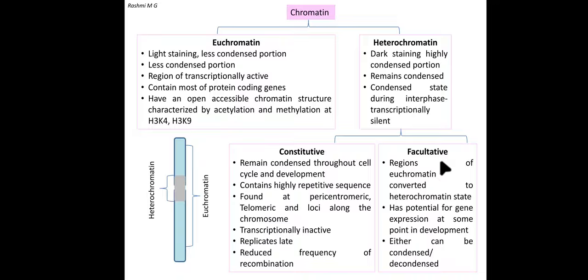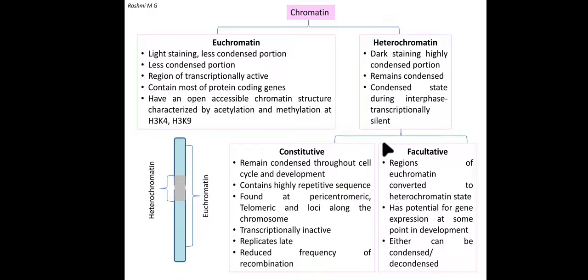Facultative, they can change: regions of euchromatin can be converted to heterochromatin state. So it doesn't remain heterochromatin all the time. They can become euchromatin also. They have this potential for gene expression at some point in development. Either can be condensed or decondensed. So facultative, based on the faculty around it, it changes per time.